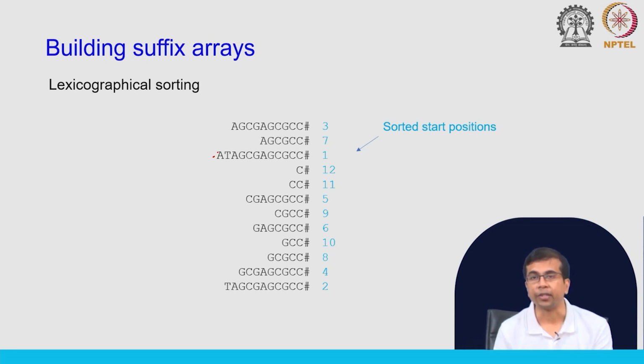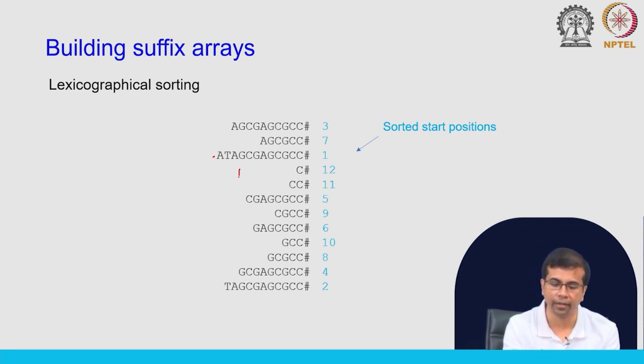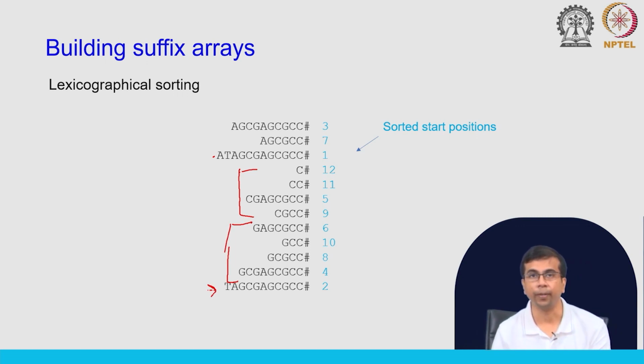We repeat this process for all the suffixes. So, after A you have the suffixes that start with C, you can see here, and then we have the suffixes that start with G, and finally the suffix that starts with T.